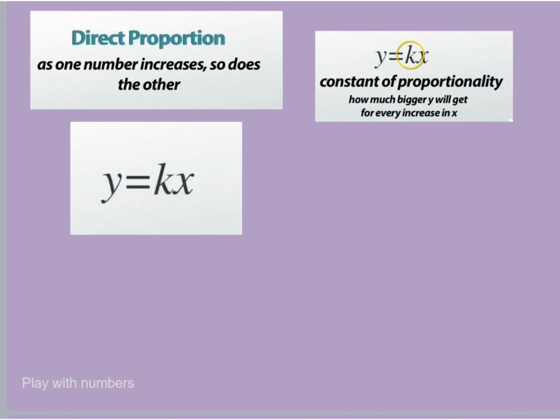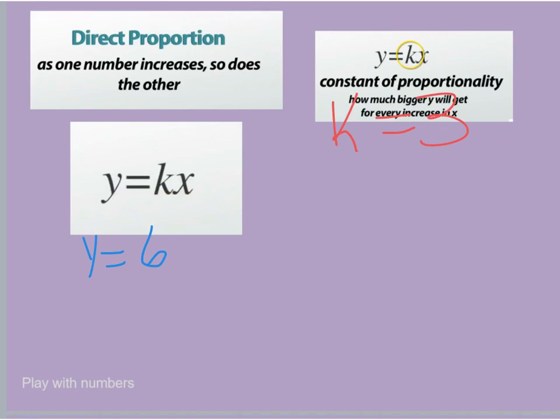Well, let's pick a number for the constant, and I'm going to pick k is equal to 3. I'm going to make my constant 3 this time, okay? So if my constant is 3, then I'm going to pick some number for y. So I'm going to say, okay, y is equal to 6.